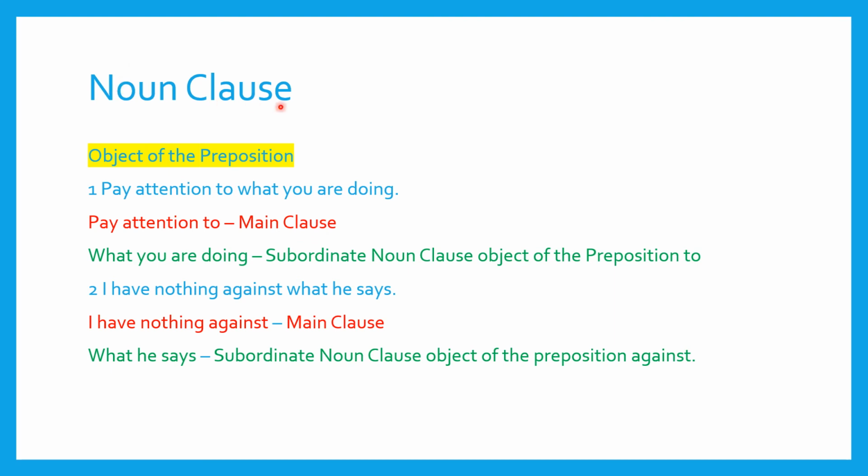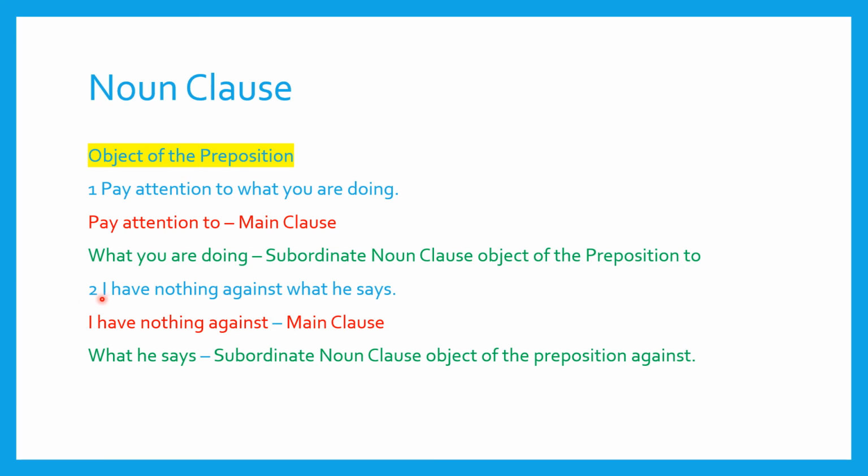Now we are doing noun clauses, so we ask the question what, who, or whom before the verb, after the verb, or after a preposition also. So here we are asking it after this preposition to. Pay attention to. To what? You get the answer what you are doing. So therefore what you are doing is a subordinate noun clause, object of the preposition to. It is coming after this preposition to, and therefore it is object of the preposition to.